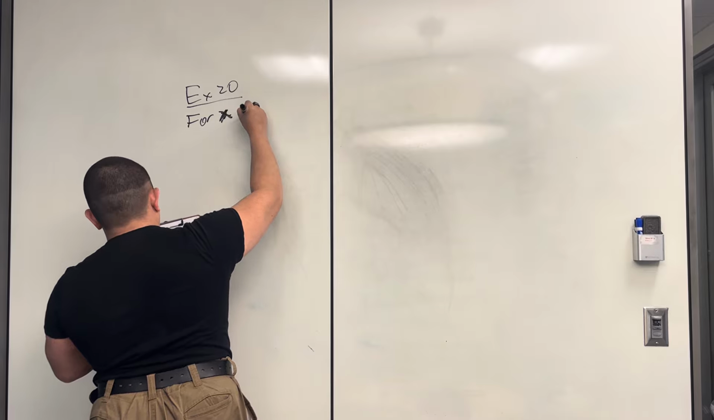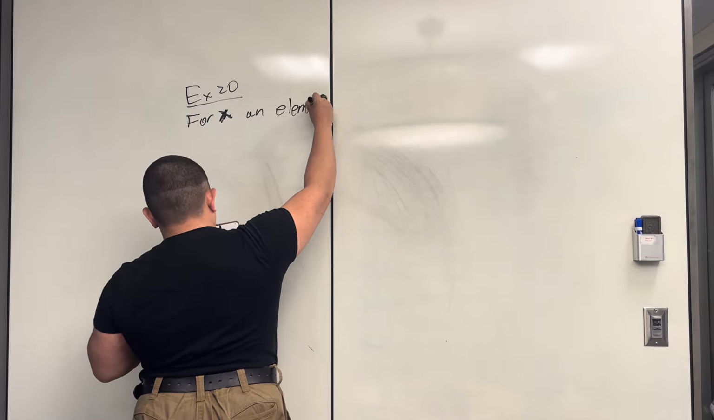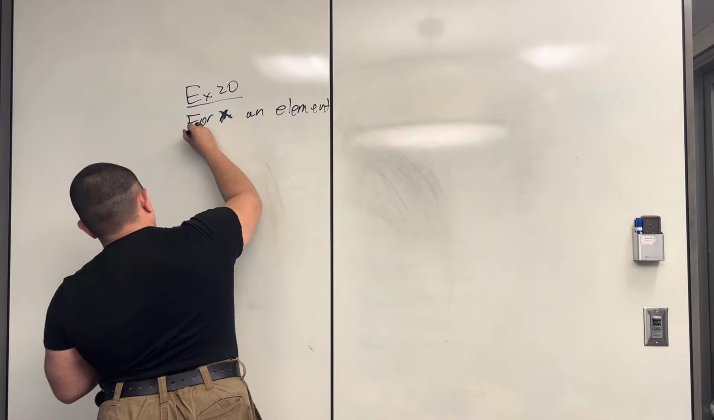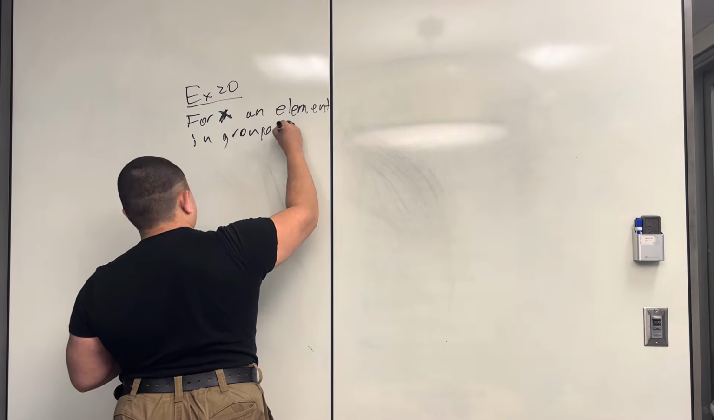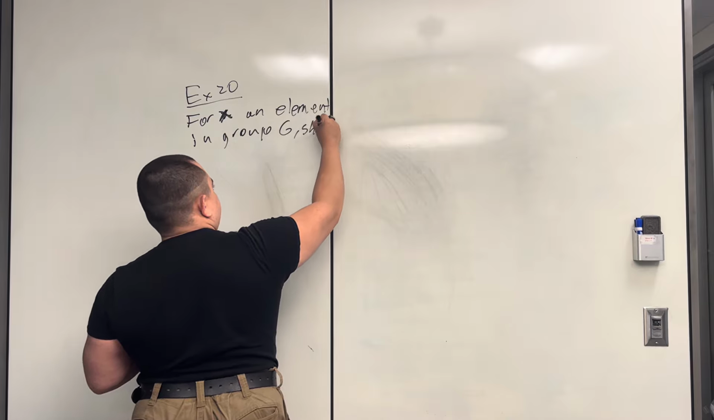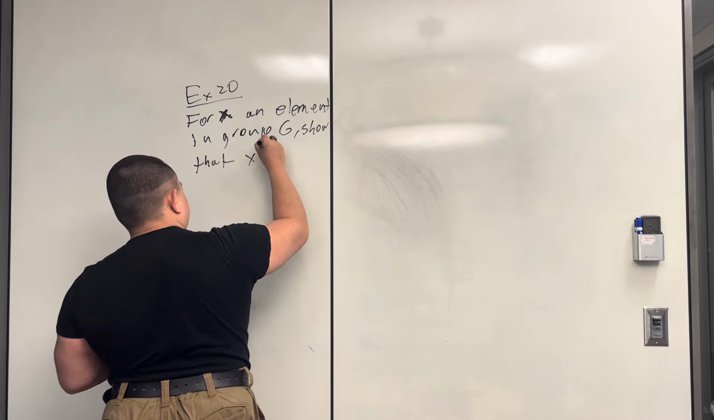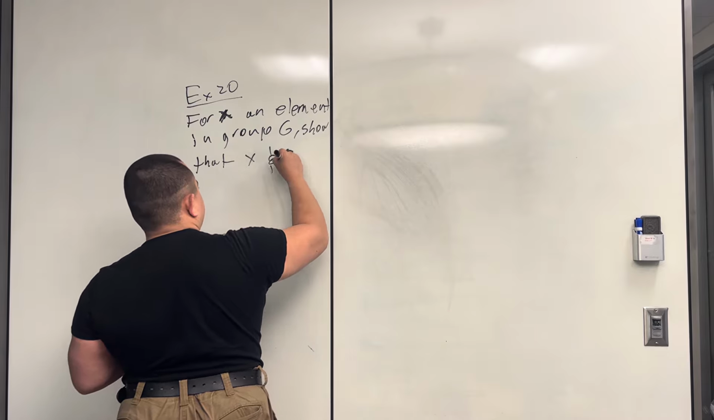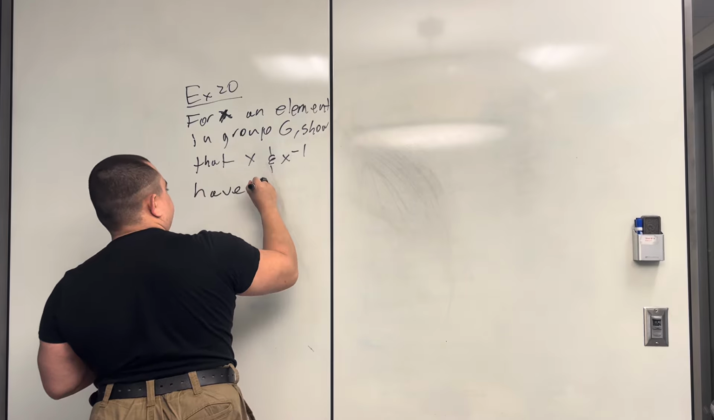For x, an element in group G, show that x and x inverse have the same order.